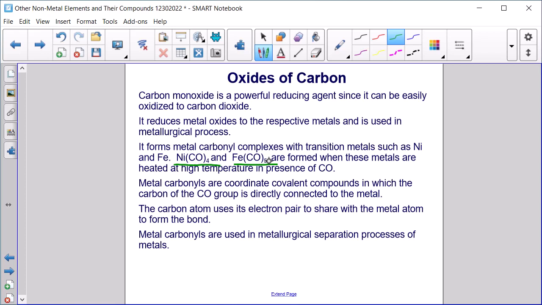Metal carbonyls are coordinate covalent compounds in which the carbon of the CO group is directly connected to the metal. The carbon atom uses its electron pair to share with the metal atom to form the bond. Metal carbonyls are used in metallurgical separation processes of metals.